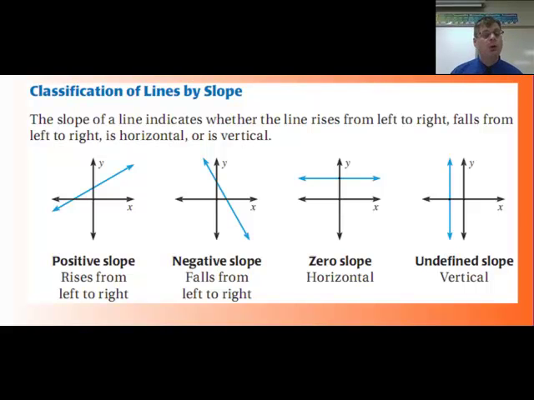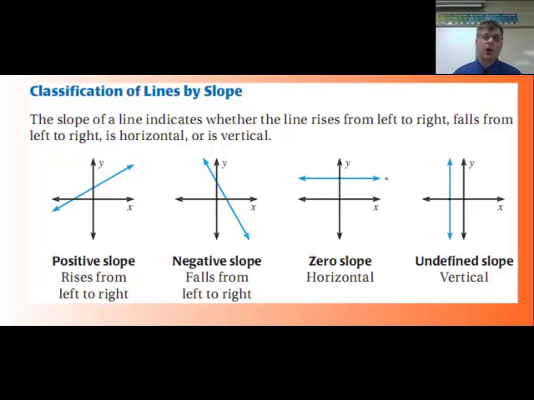Okay, we can classify our slopes. There are 4 different classifications of slopes we can use. The slope of a line indicates whether the line rises from left to right, falls from left to right, is horizontal or vertical. If you look at a graph of a line, like you read a book from left to right, if it goes up, that is a positive slope. And if it goes down, we call that a negative sloped line. It descends.